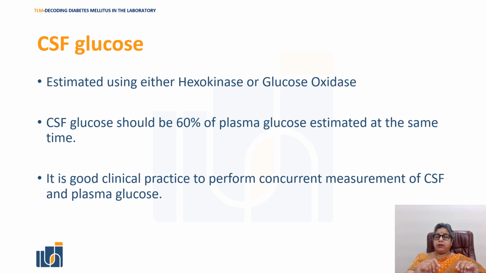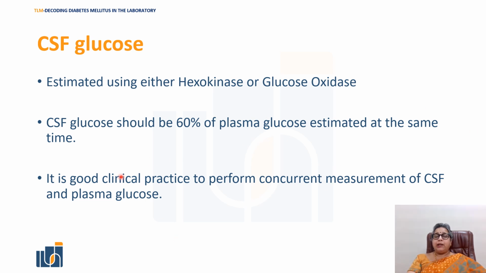One important thing when you're measuring CSF glucose is that you should ask for a concurrent plasma glucose. That means when the patient's CSF sample comes to you, you should at the same time ask for a plasma glucose. You should collect a sample in fluoride, measure plasma glucose, and measure CSF glucose. CSF glucose is usually 60% of plasma glucose if it is estimated at the same time. So you can't measure CSF glucose in the evening and correlate that with a plasma glucose that is measured in the morning. It should be measured at the same time.